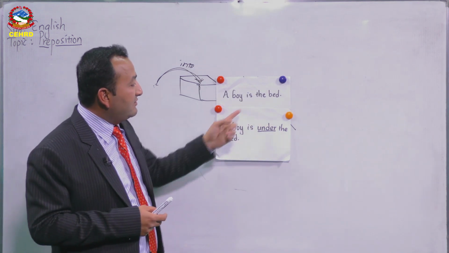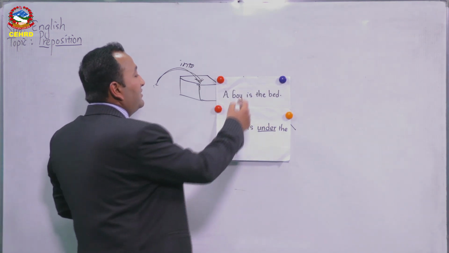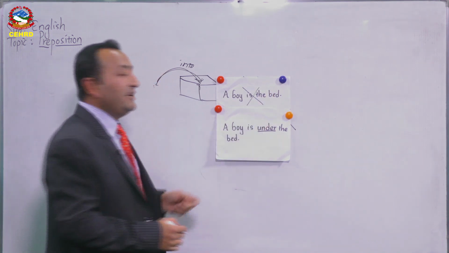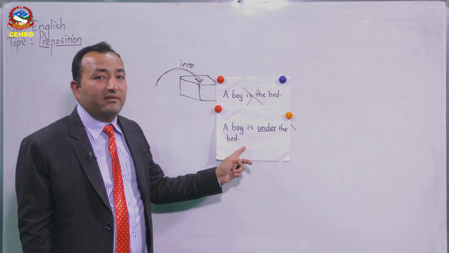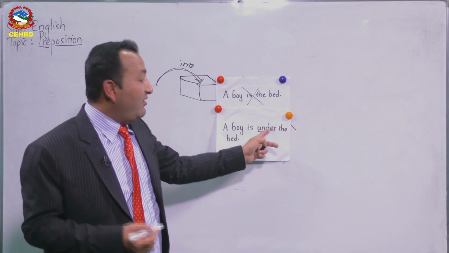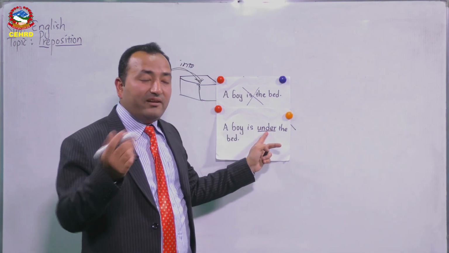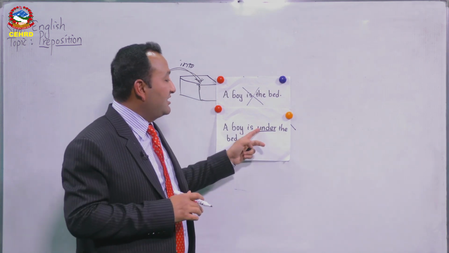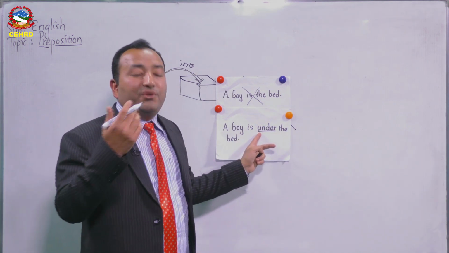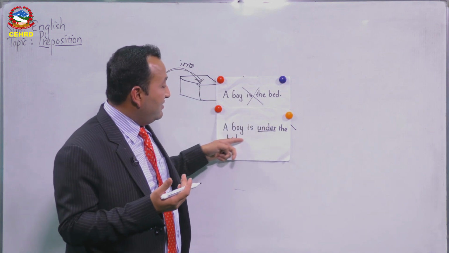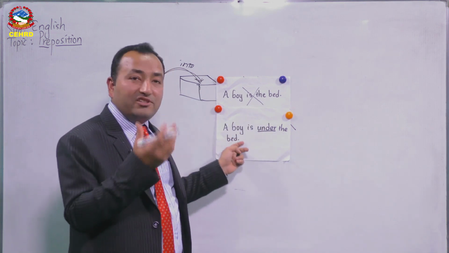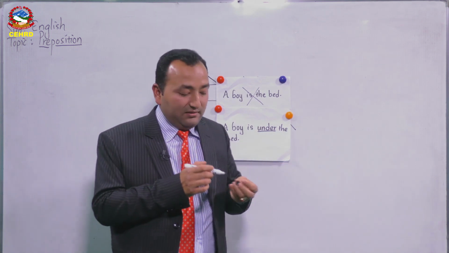Boy is in the bed, that's wrong. So what's the correct sentence? A boy is under the bed. Maybe in bed could also be possible, or on bed, sitting on bed. But this time, under the bed. You could have used on also, but there is no picture. I've just written this one.